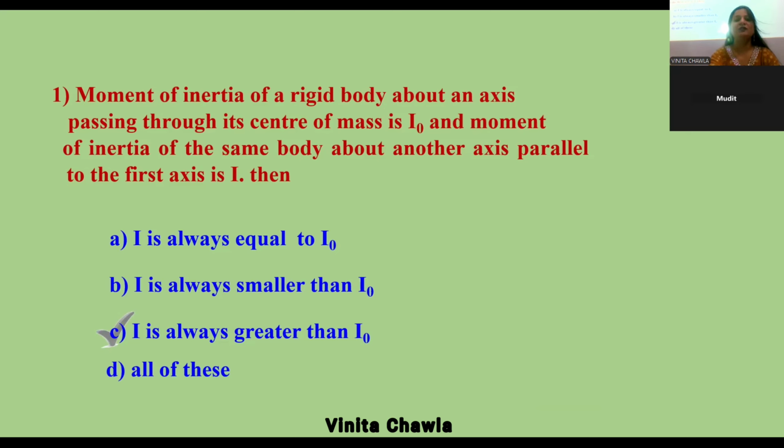See, I naught is the moment of inertia about an axis which passes through the center of mass. So how do we find the moment of inertia about any axis? Moment of inertia about any axis is equal to the moment of inertia about an axis which passes through the center of mass plus mh square. We add something to the moment of inertia about an axis passing through the center of mass to get the moment of inertia about an axis which is not passing through the center of mass. That something is mh square. Therefore, I is always greater than I naught.